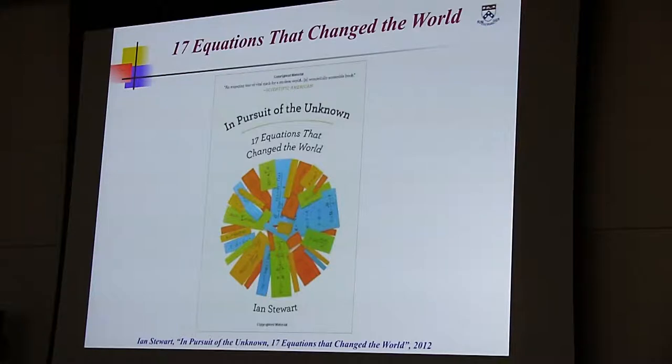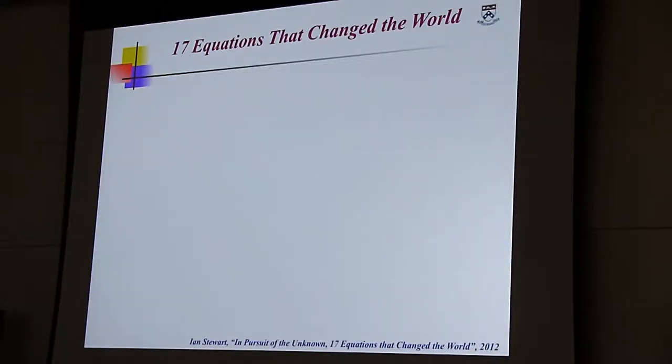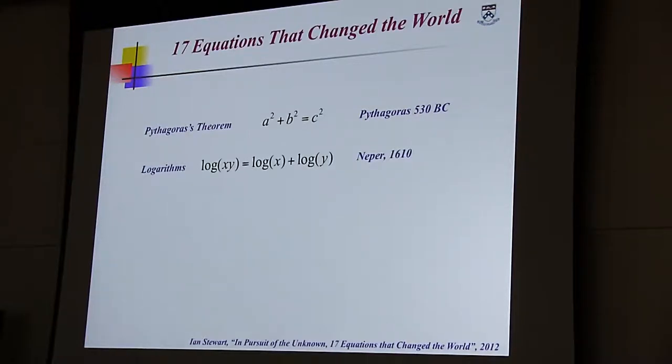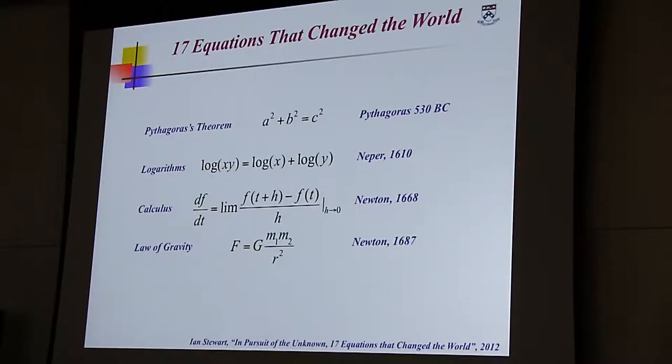So which equation do you think is the earliest one that, according to Professor Stewart, really changed human history? It goes back to Pythagoras' theorem: a squared plus b squared equals c squared. Of course, we take it for granted, but indeed, this is very important, 530 BC. Next one, John Napier, the logarithm. And of course, Isaac Newton, the definition of the derivative. By the way, Newton has two of the 17, and there's another scientist who has two of them. We'll get to that. And Newton, of course, for the law of gravity.